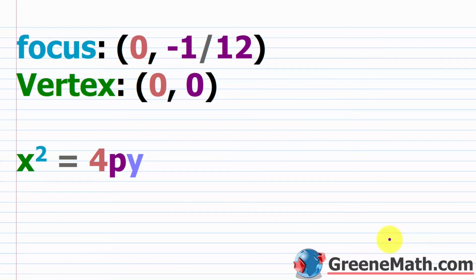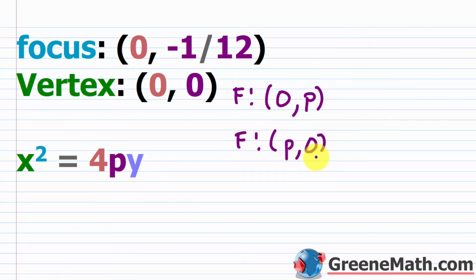So they're going to ask you to find the equation with a focus of (0, -1/12) and a vertex of (0, 0). So again, what you're looking at here is your focus is (0, p). In this case, I know I'm using this formula. Later on, we'll see if the focus is (p, 0), I'll be using the other formula for a horizontal parabola with a vertex of (0, 0). But we're not there yet. We'll get there in a second. For right now, we know this is the focus.